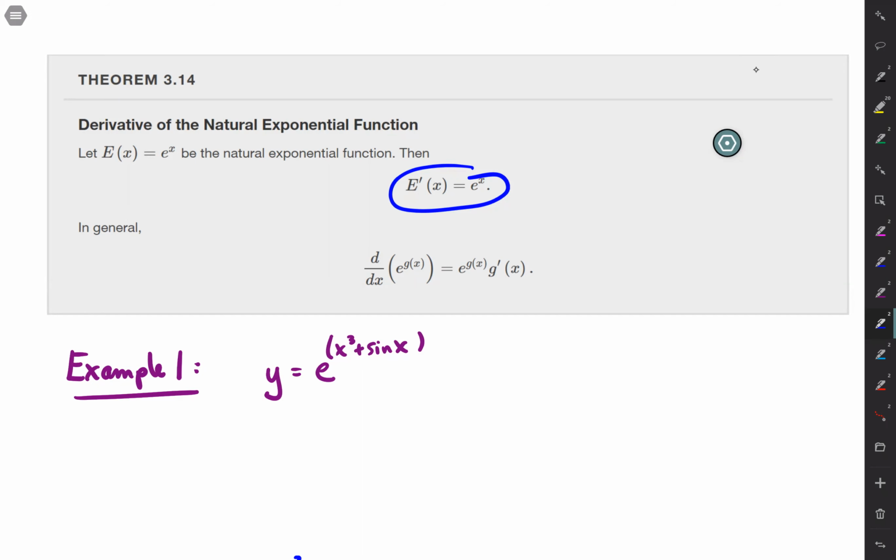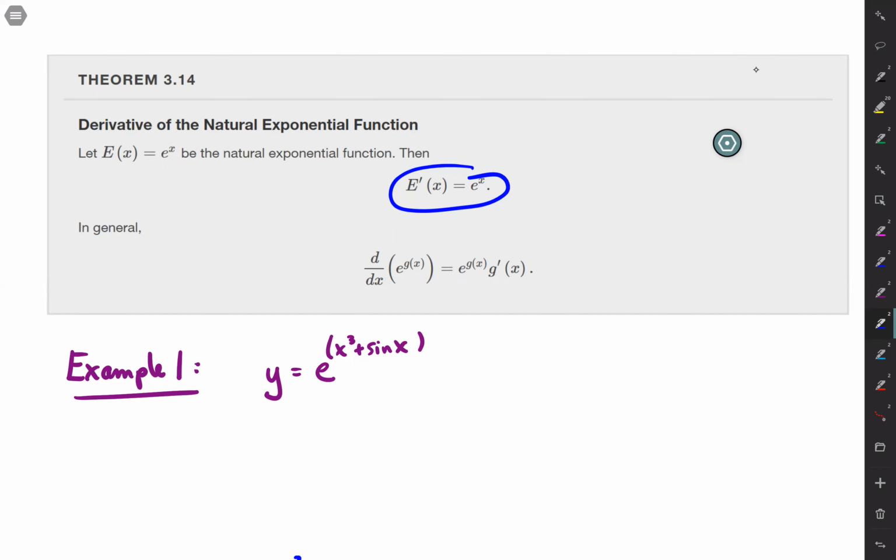Okay, and then more generally, if you have a function e to the g of x, so you have some type of chain rule going on, then the chain rule says that the derivative is going to be e to the g of x times g prime of x, because the derivative of the outside function is still just e to the g of x, and then you multiply by the derivative of the inside function.